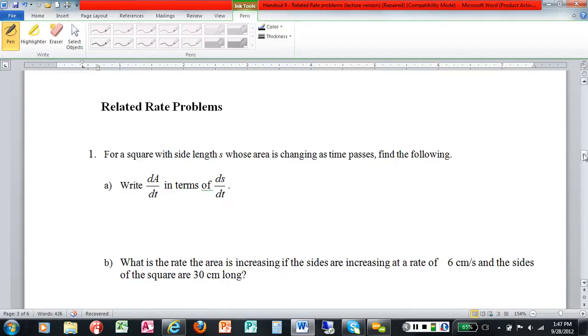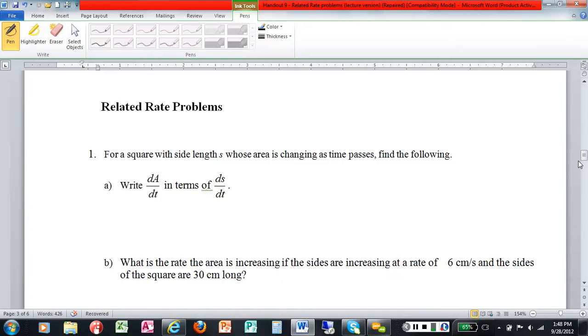Yeah, like I said, when we get to these word problems, it won't tell me to find dz dt. We'll have to know what we're finding. So for a square with side length s, whose area is changing as time passes, find the following. Okay? Working our way up here. I want to find dA dt in terms of ds dt.